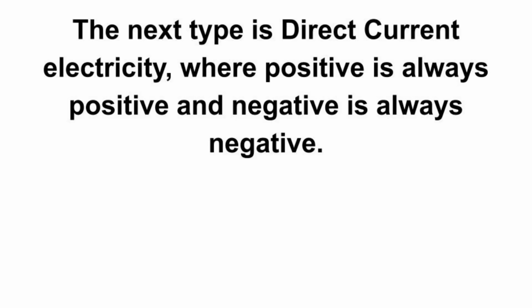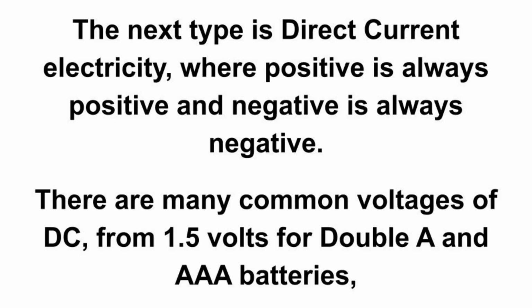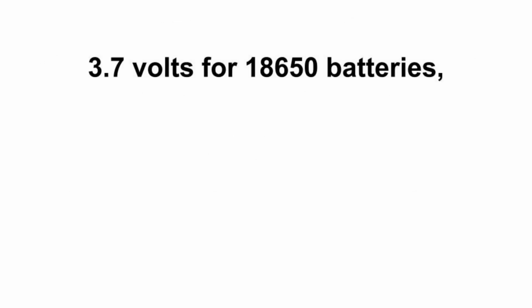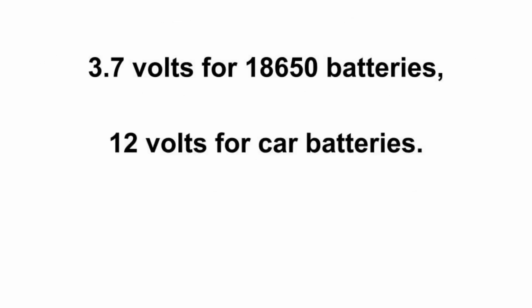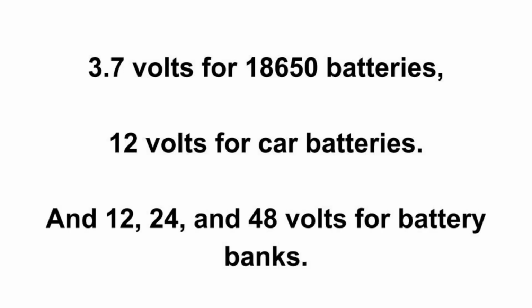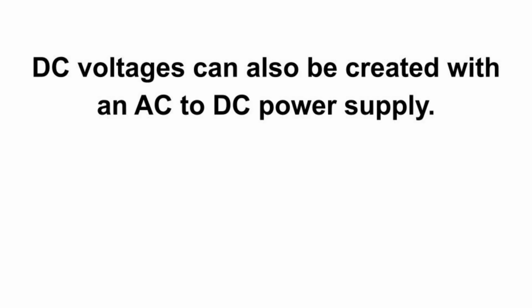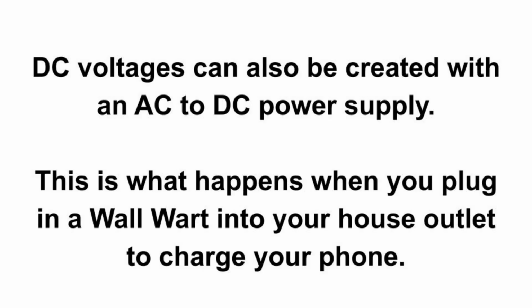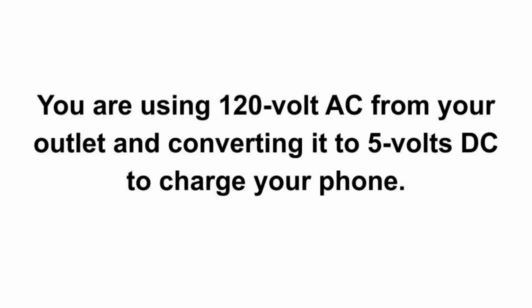The next type is direct current electricity, where positive is always positive and negative is always negative. There are many common voltages of DC, from 1.5 volts for AA and AAA batteries, 3.7 volts for 18650 batteries, 12 volts for car batteries, and 12, 24, and 48 volts for battery banks. DC voltages can also be created with an AC to DC power supply. This is what happens when you plug in a wall wart into your house outlet to charge your phone. You are using 120-volt AC from your outlet and converting it to 5 volts DC to charge your phone.